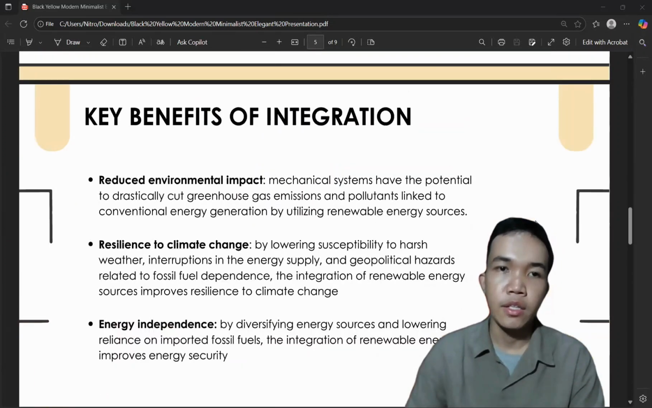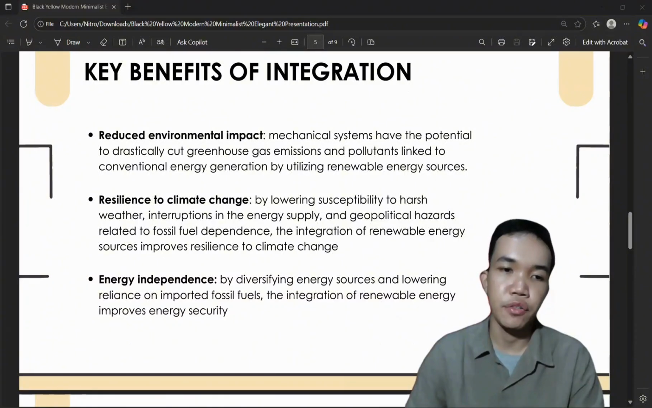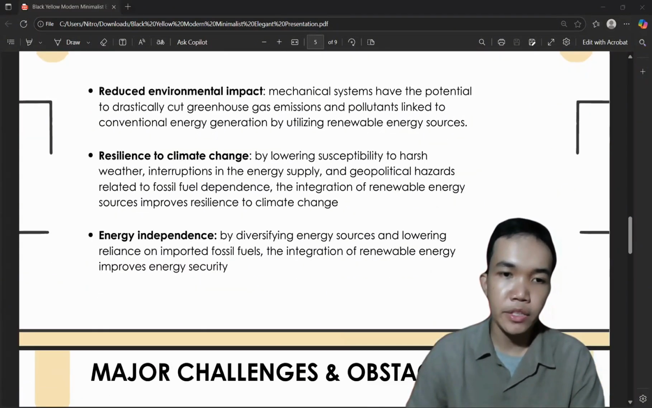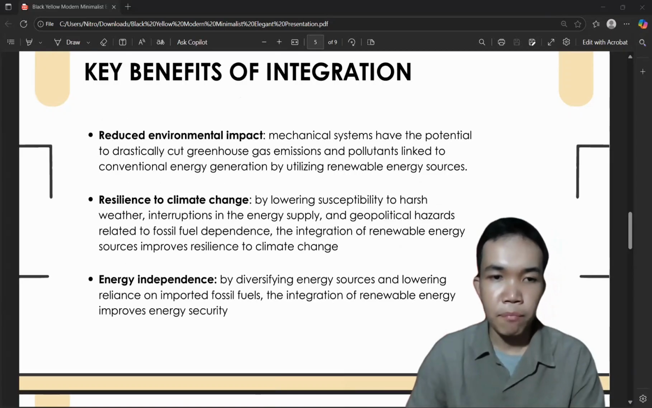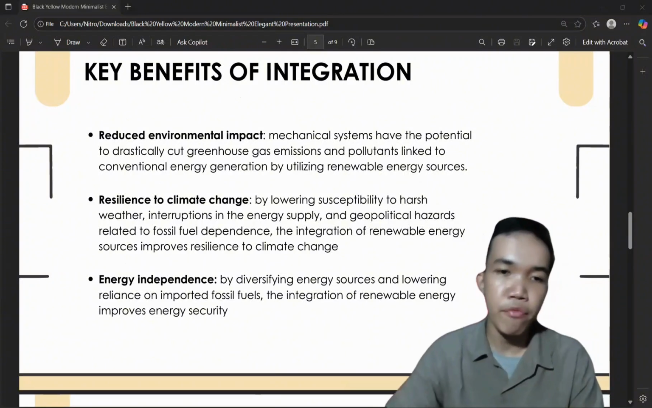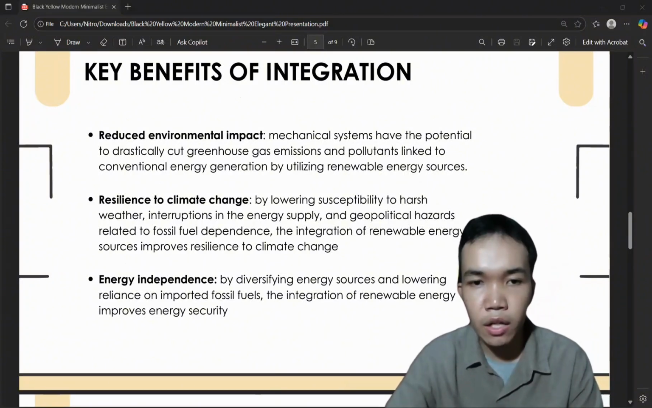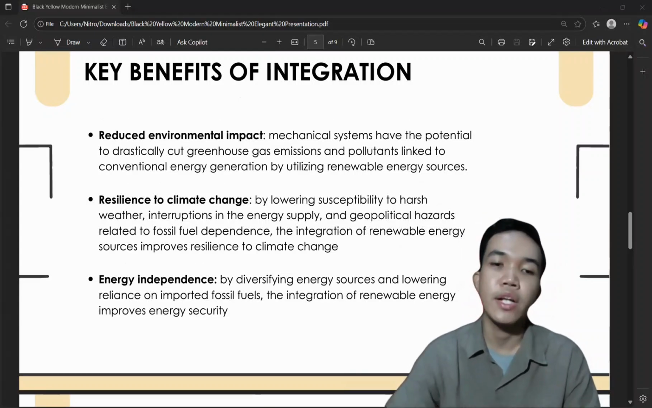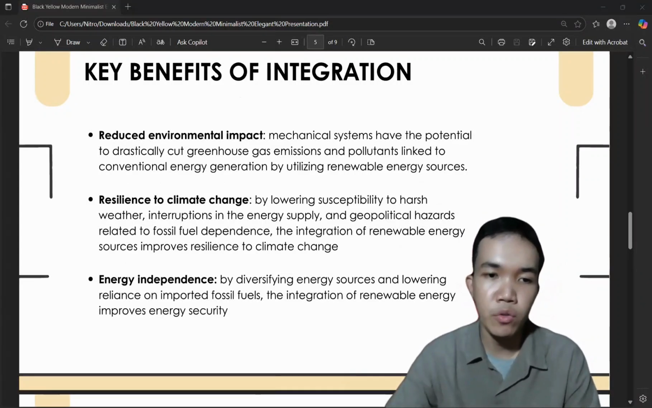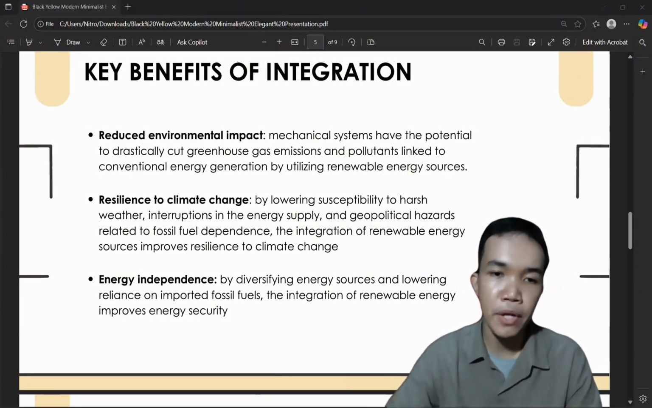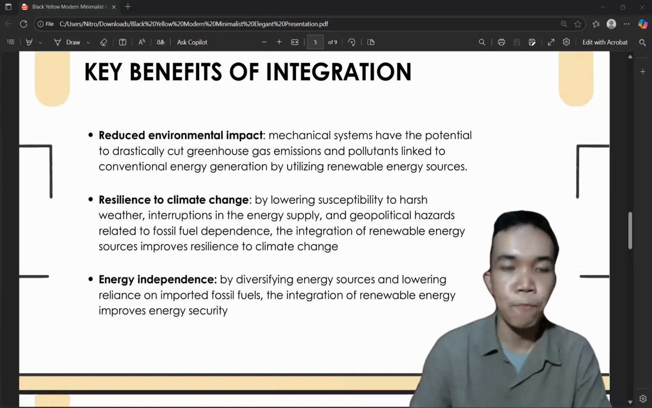Next slide. Key benefits of integration. The three most important advantages of combining renewable energy with mechanical systems are, first, reduced environmental impact. It's important because mechanical systems have the potential to drastically cut greenhouse gas emissions and pollutants from conventional energy generation by utilizing renewable energy sources, producing clean energy with little to no emissions. Renewable energy technology helps to slow down global warming and safeguard the quality of the air and water.